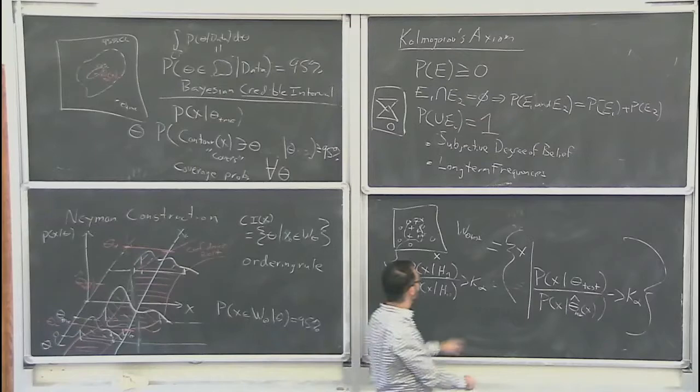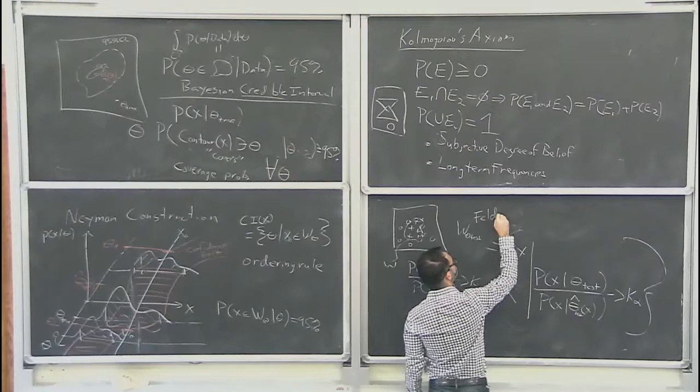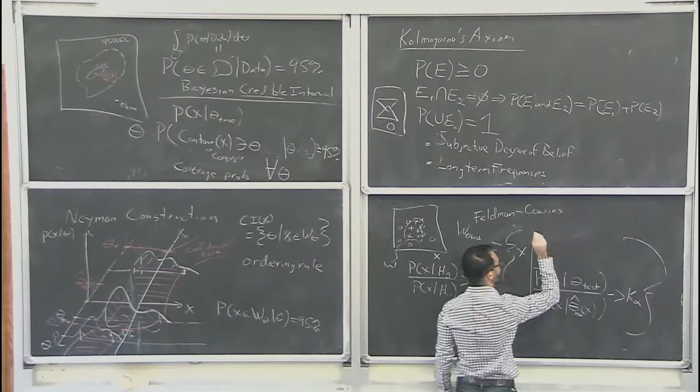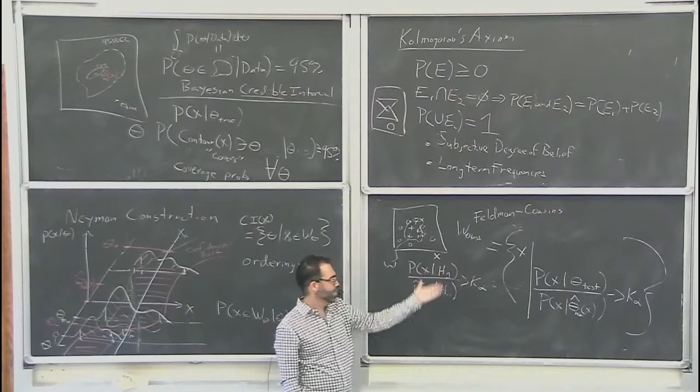This is a very specific way of building a confidence belt, which has lots of nice optimal properties. And this is what's called the Feldman-Cousins technique. Feldman and Cousins are two physicists who published a paper presenting this technique.